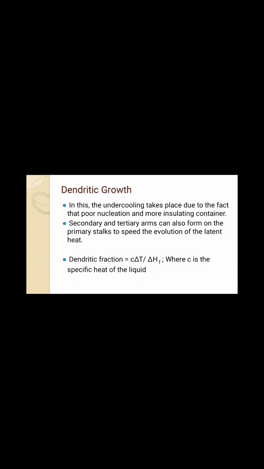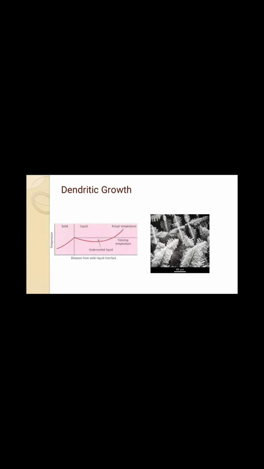Next, dendritic growth. The undercooling takes place due to poor nucleation and a more insulating container. Secondary and tertiary arms can also form on the primary stalks to speed the evolution of the latent heat. By this diagram we can see the dendritic growth mechanism.